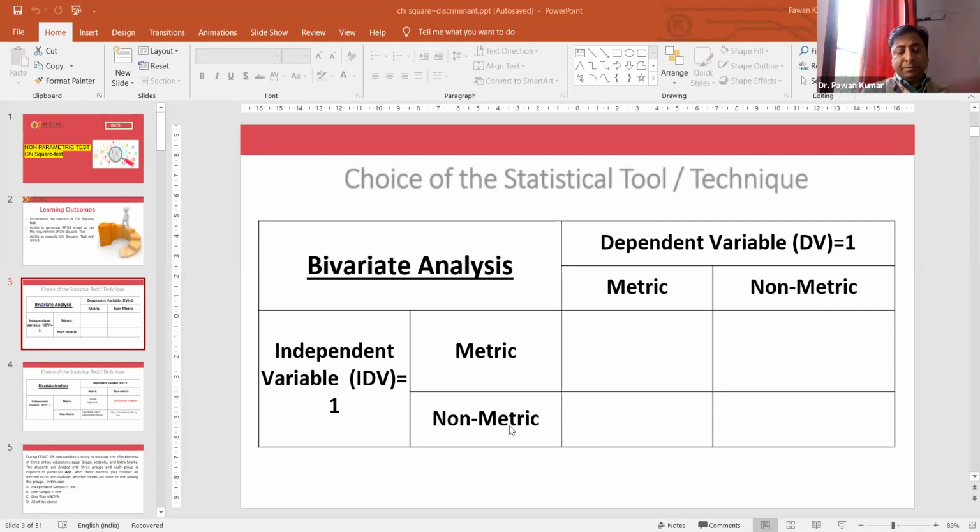If it is more than two categories, then obviously you can go for the one-way ANOVA. Otherwise, you can go for the independent sample t-test. But the third box, where your dependent variable is metric and your independent variable is non-metric, this we are going to do today.